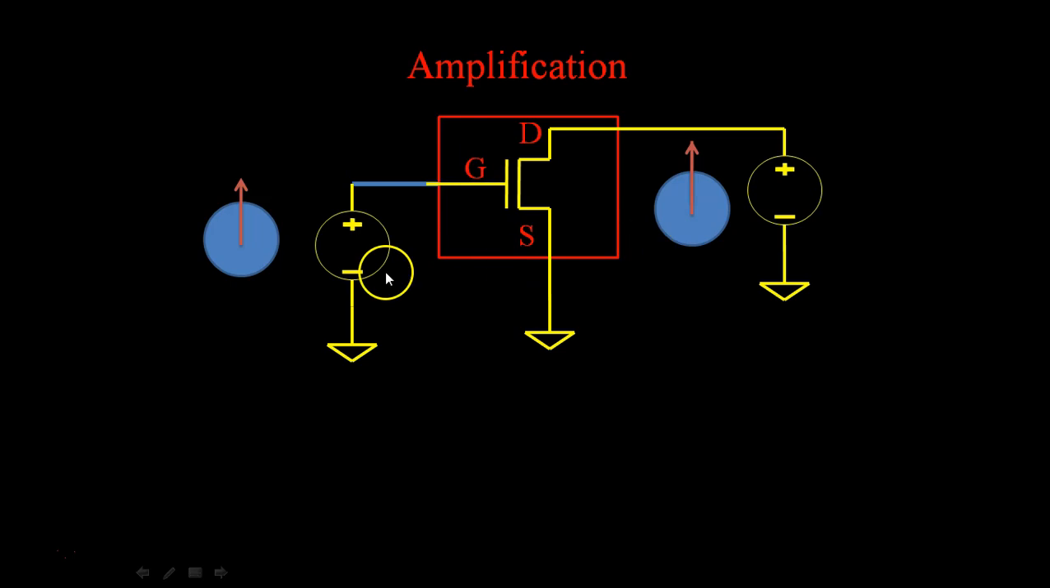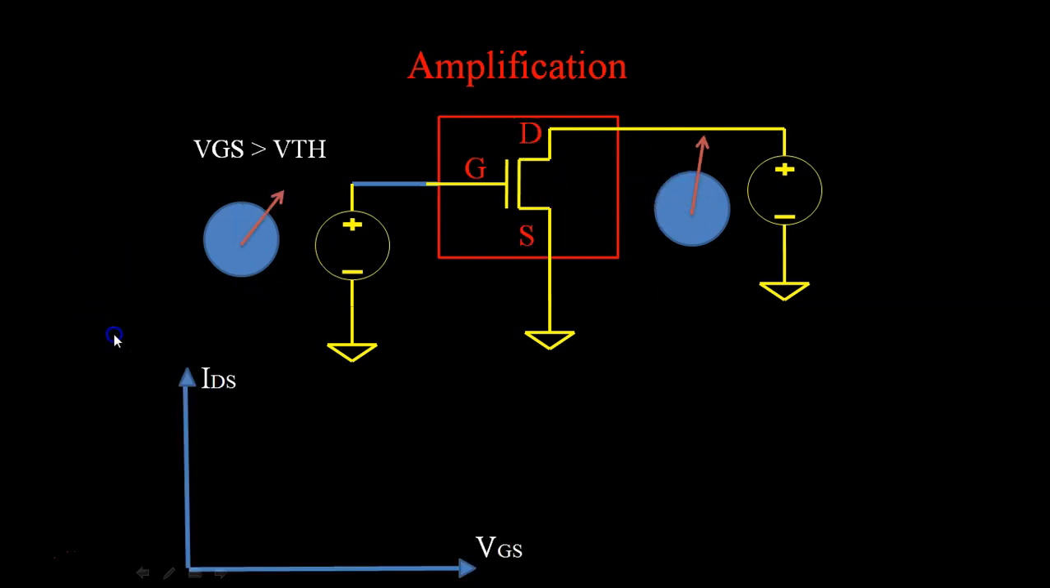Now what I do is I connect the gate and source of the MOSFET with some voltage source, and the drain and the source with another voltage source. Let's say, what happens if I increase the gate to source voltage and keep the drain to source voltage constant? How does the waveform look like?